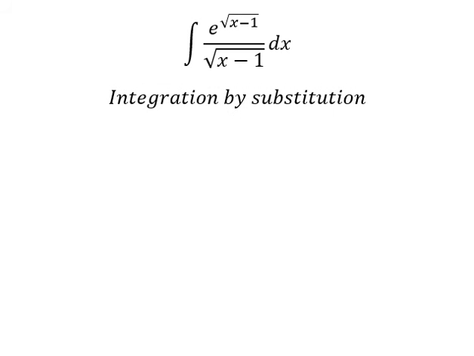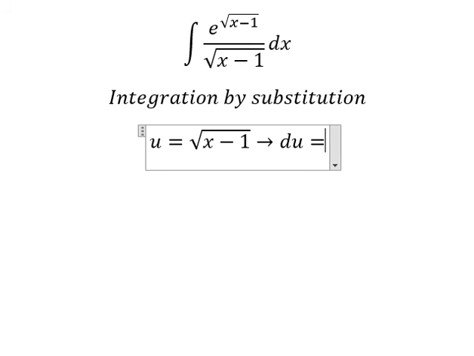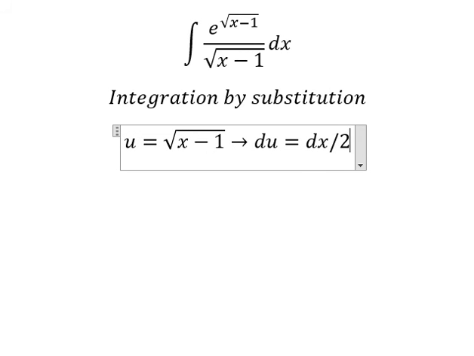So I will put u equals the square root of s minus 1. Later, we first take the derivative of this one, and you get ds over 2 times the square root of s minus 1.